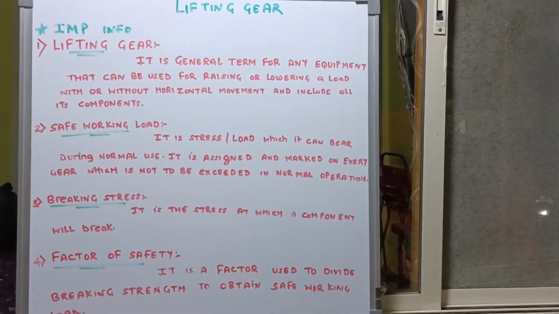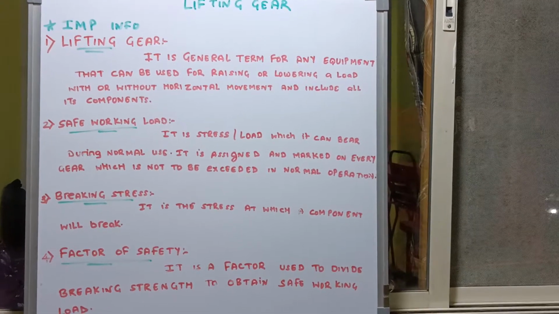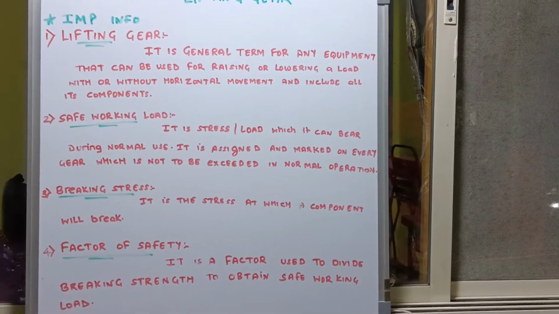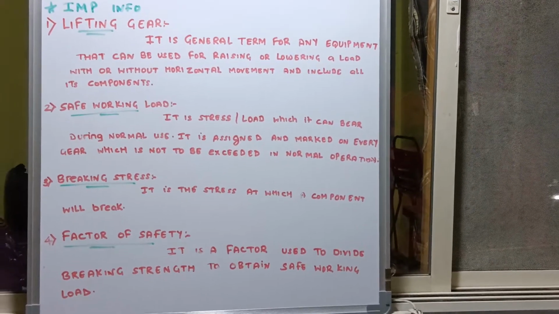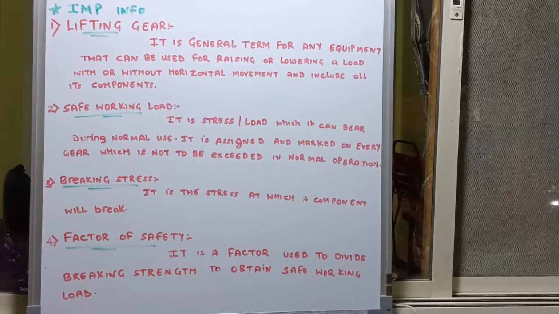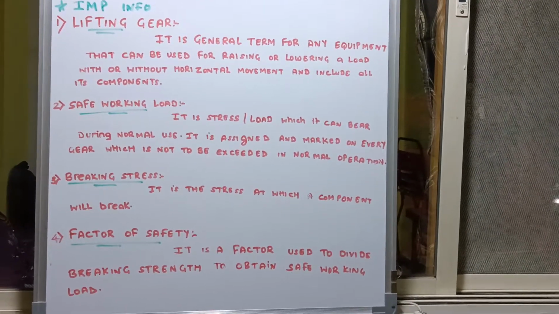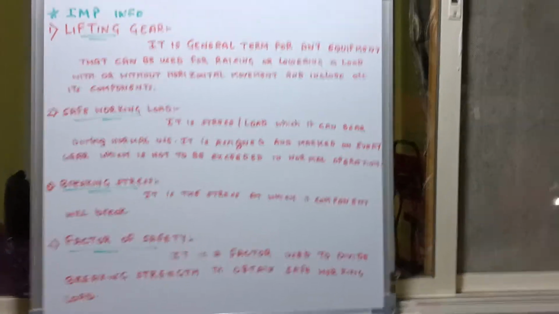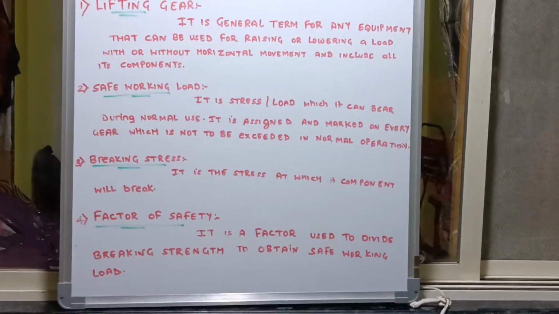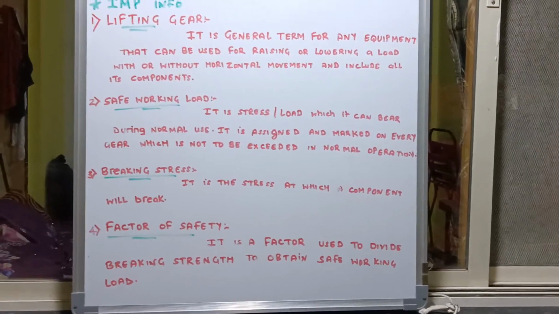There are a few important points we need to remember, like definitions. First one is lifting gear. Basically, it is a general term for any equipment that can be used for raising or lowering a load with or without horizontal movement, and includes all its components. For example, shackle, wire, slings, pulley, block, etc.